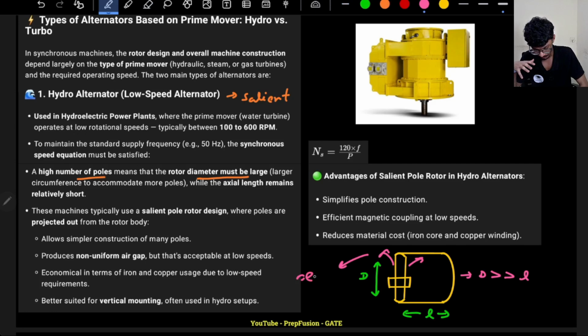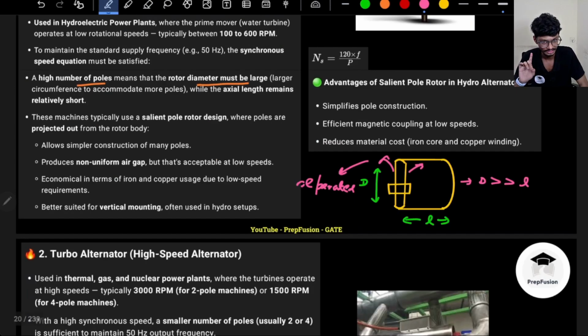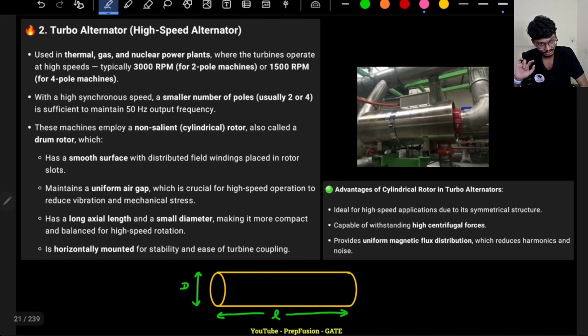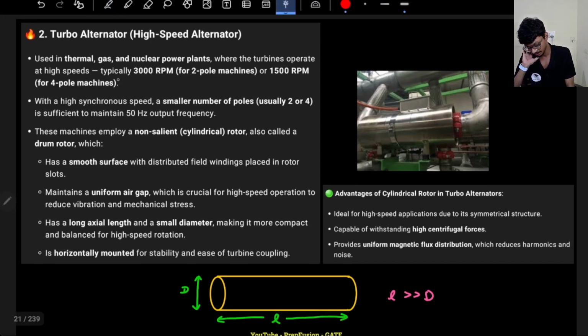Separated. So that's why we don't use this in hydroelectric at high speed, but turbo alternators must be used at high speed only. As we have explained, we have to use it at high speed because the number of poles is low. So if we have to use high speed, hence here the length will be larger and the diameter much smaller for mechanical stability, okay?